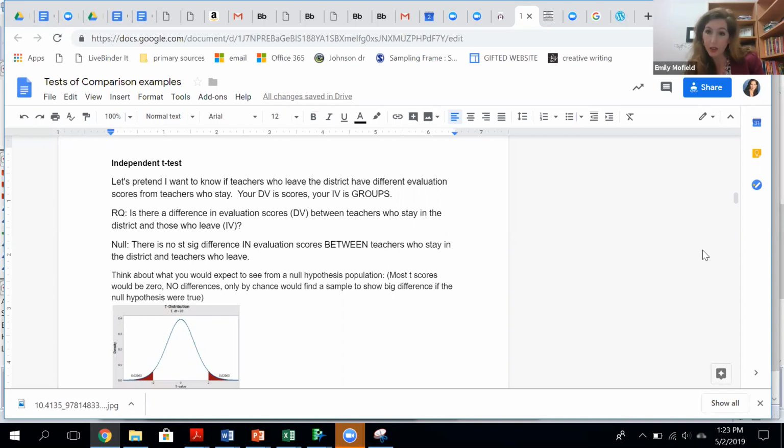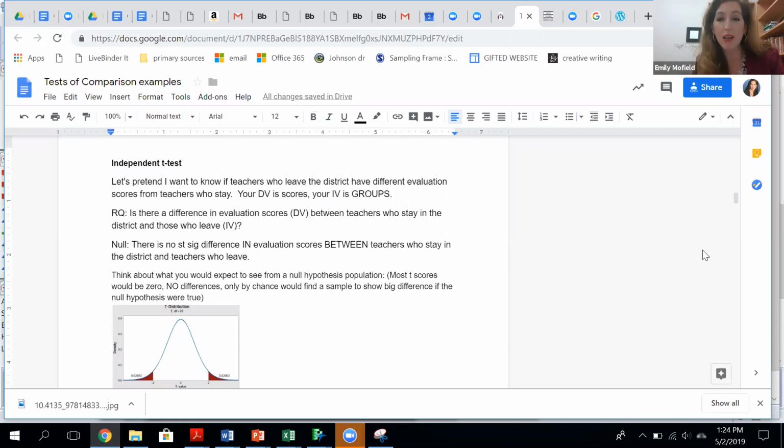So my independent variable here, I've got two different groups of teachers. There are two buckets. They're two completely different groups. And so I'm going to do an independent t-test, also called an unpaired t-test. A very specific research question is: is there a difference in evaluation scores between teachers who stay and teachers who leave? The word "in" describes my dependent variable, evaluation scores.